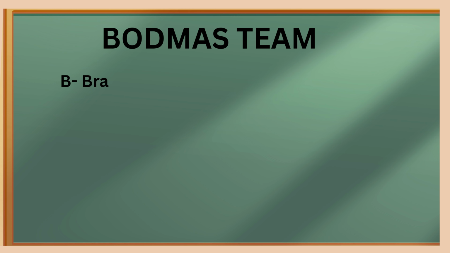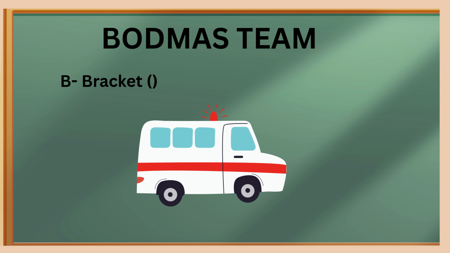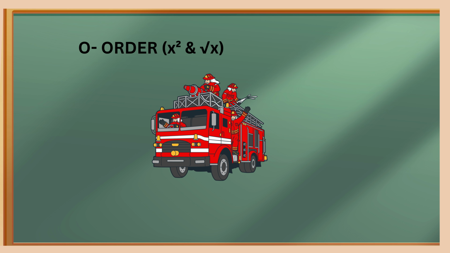Meet the BODMAS team. B for Bracket. They are like an ambulance. They have the highest priority. They are the first ones to go. O for Order. They are like a fire truck. They go next.